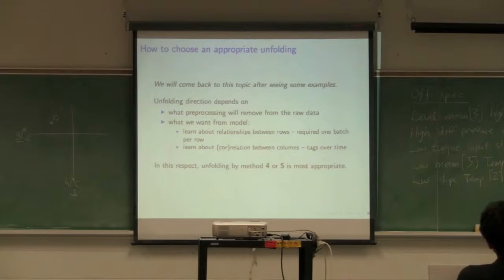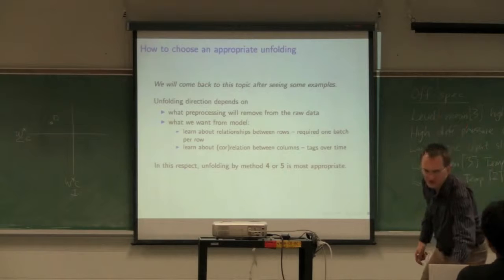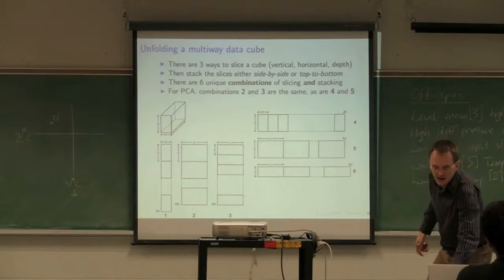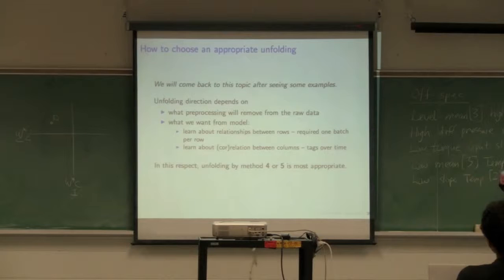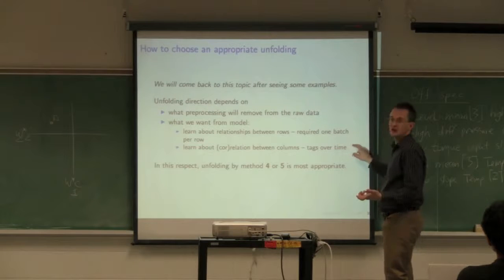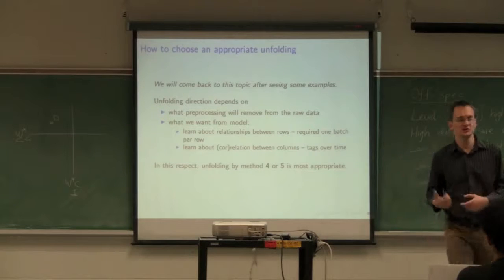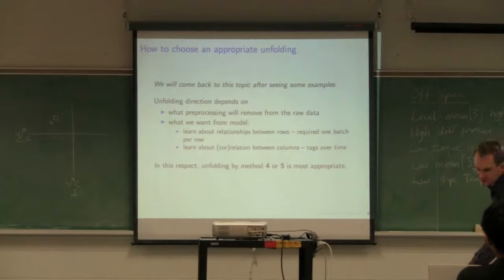How you choose to unfold is really going to affect what you interpret. If we unfold using method 4 or 5, where you've got one batch per row, then when we look at our score plots, we're going to get one score value for every row. So our clusters in our score plot tell us how the batches are related to each other; which batches are good and which are bad should cluster together. Also, our columns cluster in the loadings plot. Columns with similar weights will tell us how the tags change over time. We'll come back to those two points next.